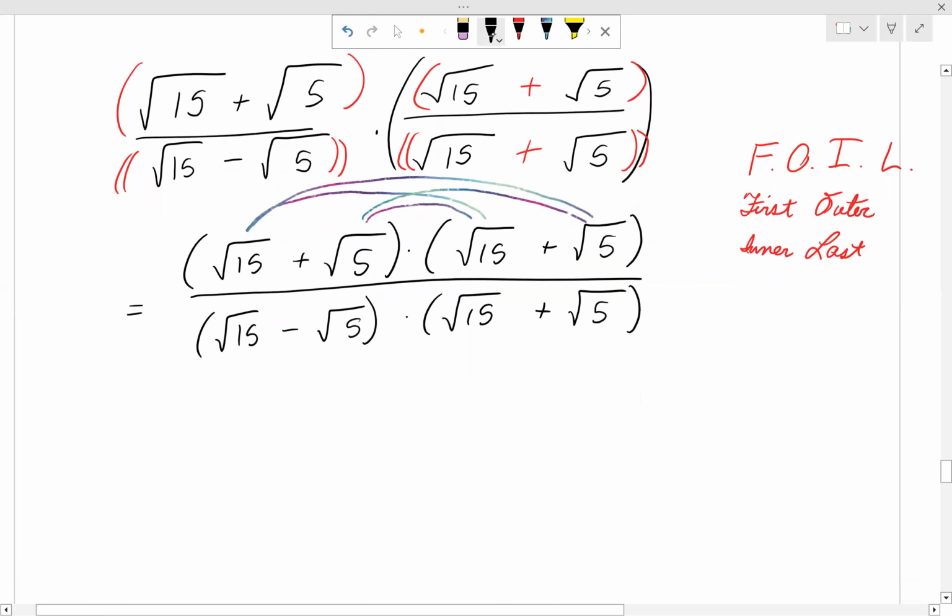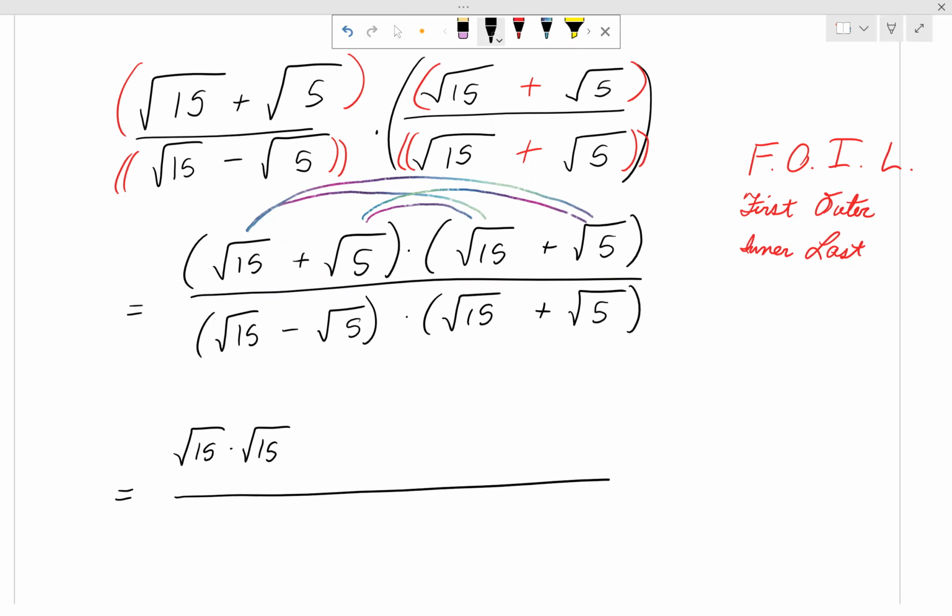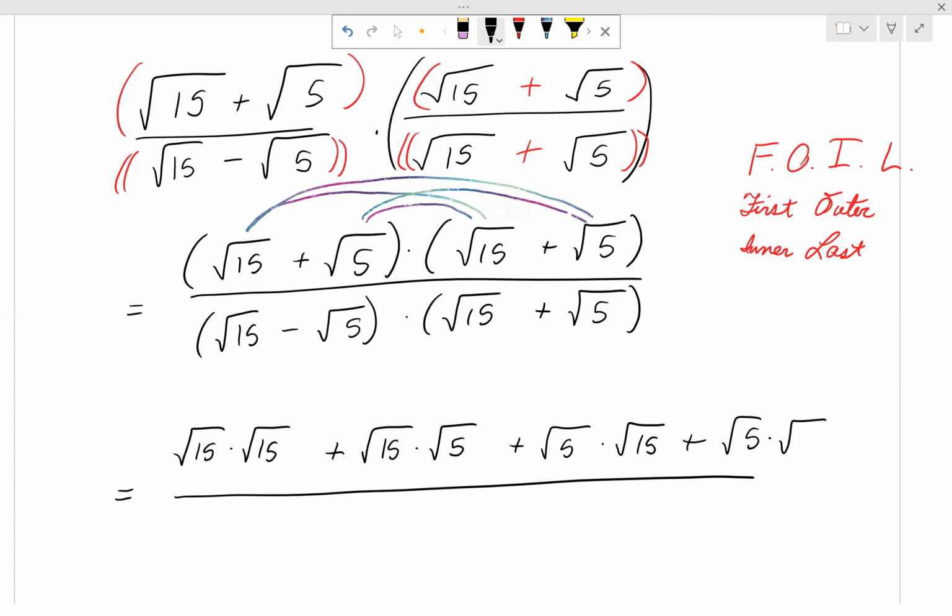All right. So when we multiply our first two terms, we're going to get square root of 15 times square root of 15. I'm doing my little division line there. Square root of 15 times square root of 15. Our outer term is going to be plus square root of 15 times square root of 5. All right. Our inner term is going to be square root of 5 times square root of 15. And our outer term, or our last term, is going to be square root of 5 times square root of 5.